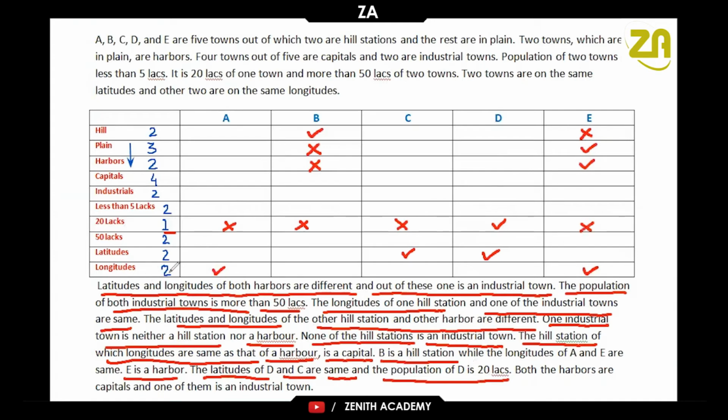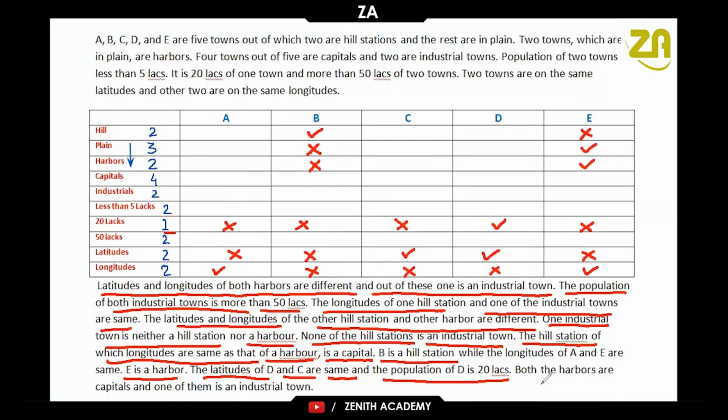Similarly here, only 2 towns have the same longitude. So cancel out this and this. 2 towns have the same latitude. So cancel out this, this, and this. Because we already decided that 2 towns, A and E, have the same longitude, and C and D have the same latitude.